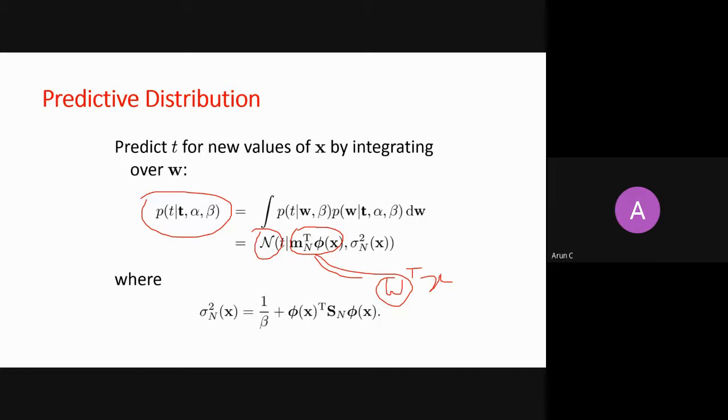It means if you want to find a function in your predictive distribution, that function is nothing but the maximum probable line of the posterior, right? And now there is a covariance matrix around that function, which is given by this. So inherent noise is there, which we had in our data set. Why am I saying it's noise? Because it is the inverse of a precision, so it is nothing but a variance.